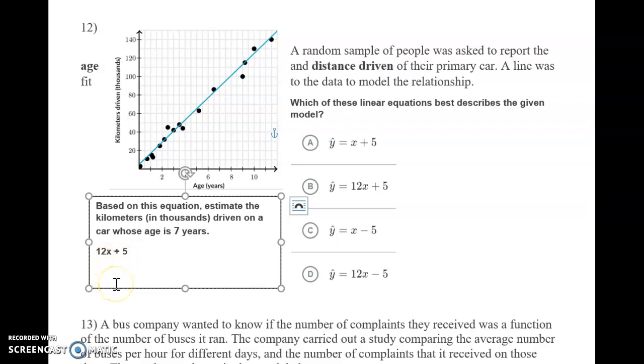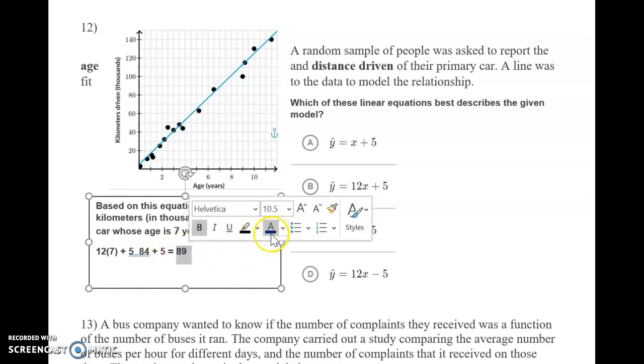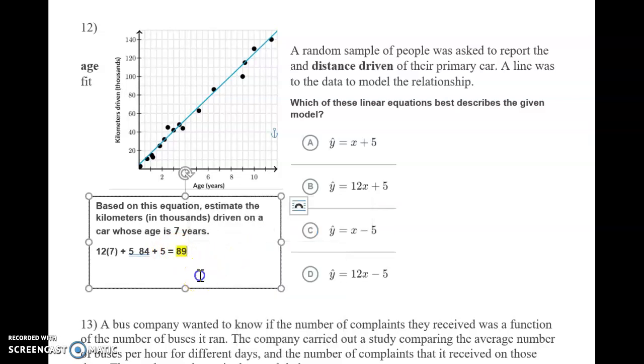Because here it wants us to evaluate it for the value 7. Based on this equation, estimate the kilometers in thousands driven on a car whose age is 7 years. So we're going to plug 7 in for our x. And if I multiply that out, 12 times 7 is 84 plus 5, which is 89. So that 89 is what we want here. Okay?